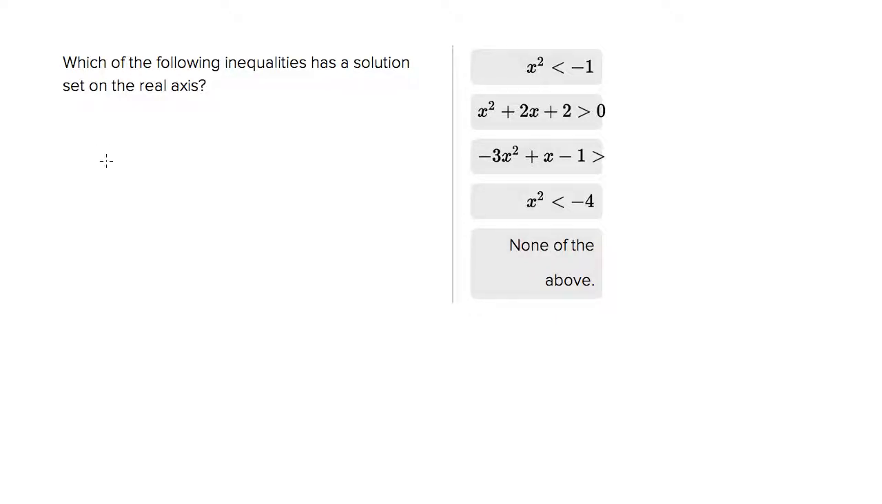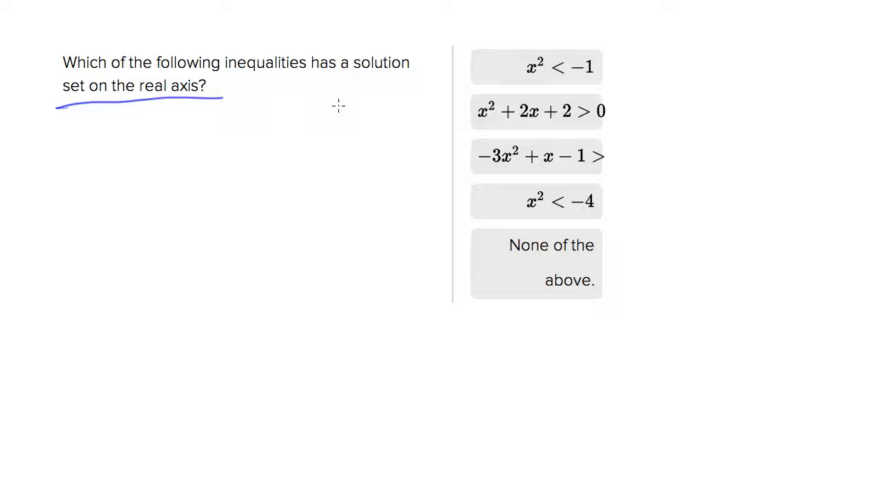This is the Real Tom Rose, and we're dealing with an interesting question here. It deals with real and imaginary numbers. So they say, which of the following has a solution set on the real axis? This is sort of a code for saying which one of these inequalities has some solution number that is a real number which satisfies that.